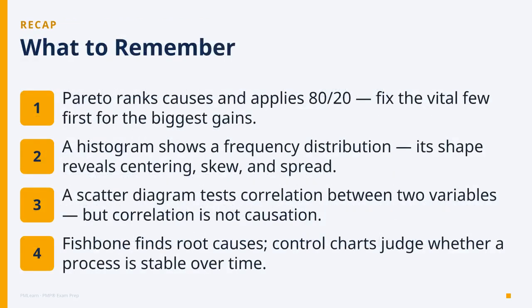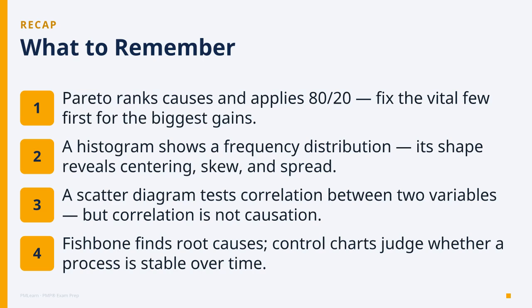Let's lock in the quality tools. The Pareto ranks causes and applies the 80/20ths rule, so you fix the vital few first for the biggest quality gains. The histogram shows a frequency distribution. Its shape reveals whether the process is centered on target or skewed and how spread out it is. The scatter diagram tests correlation between two variables, positive, negative, or none, while never forgetting that correlation is not causation.